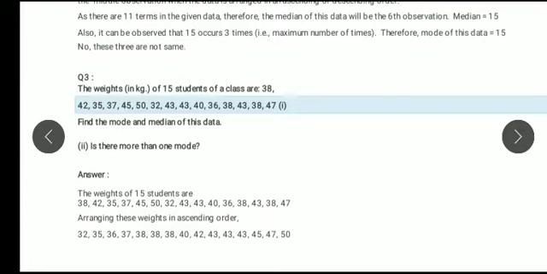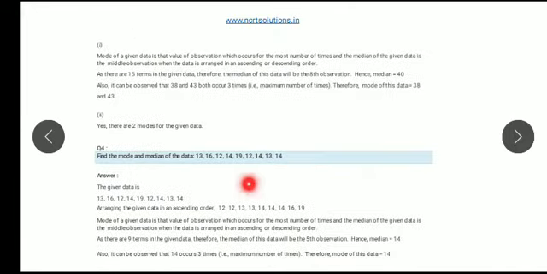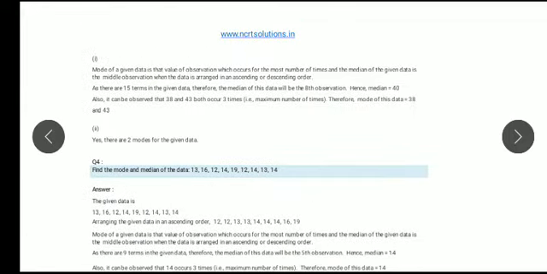Question number 3 is also the same. Data is given. Find the mode and median. Is there more than one mode? So how many modes are there? If you solve it, you will get 2 modes, because 30 is coming 2 times, 38 is coming 3 times, and 43 is also coming 3 times. So there are two modes, that is 38 and 43. Question number 4 is also the same, find the mode and median, all can do.